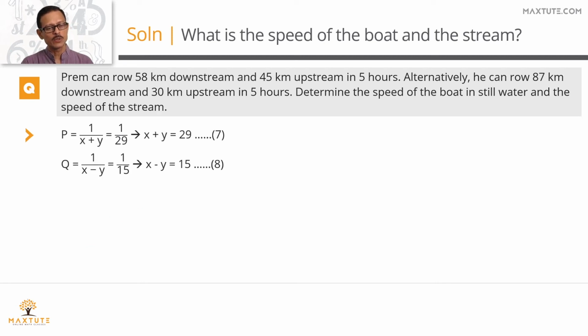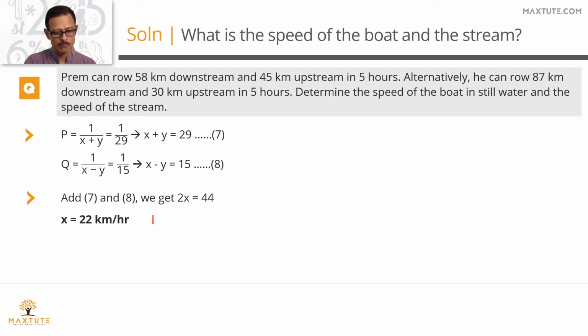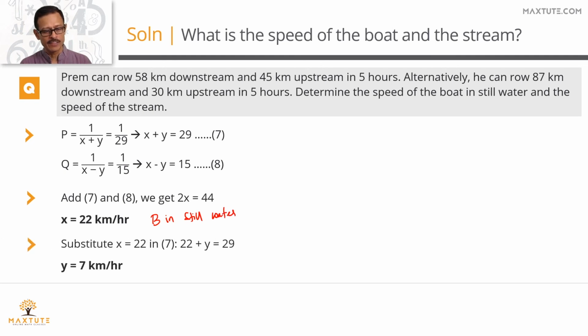P is equal to 1 by x plus y, which is 1 by 29. So x plus y equals 29. Q equals 1 by x minus y, which is 1 by 15. So x minus y equals 15. Add these two equations, find the value of x. X equals 22, which is nothing but the boat speed in still water. Substitute x equals 22 in equation 7. We'll get the value of y to be equal to 7. That is the speed of the stream.